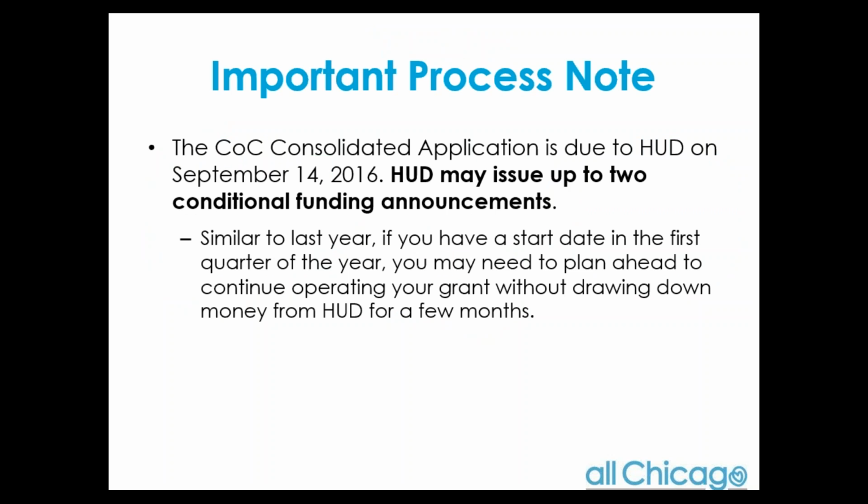So just an important process note, keeping in mind that September 14th deadline, that's our deadline, that's not your deadline. I'll explain your deadlines in just a minute. HUD may issue up to 2 conditional funding announcements as indicated in the NOFA, or Notice of Funding Availability. So similar to previous years, if you have a start date in the first quarter of the year, the beginning of the year, you may need to plan ahead just to continue operating that grant without drawing down money, since grants might not be executed for fiscal year 16 just yet.